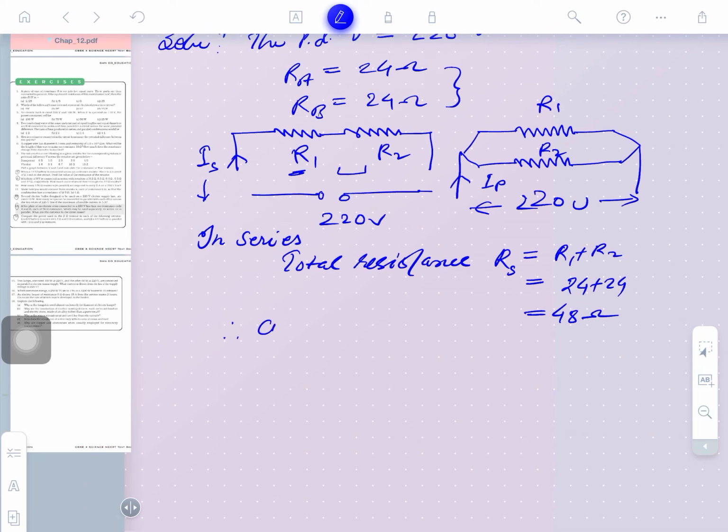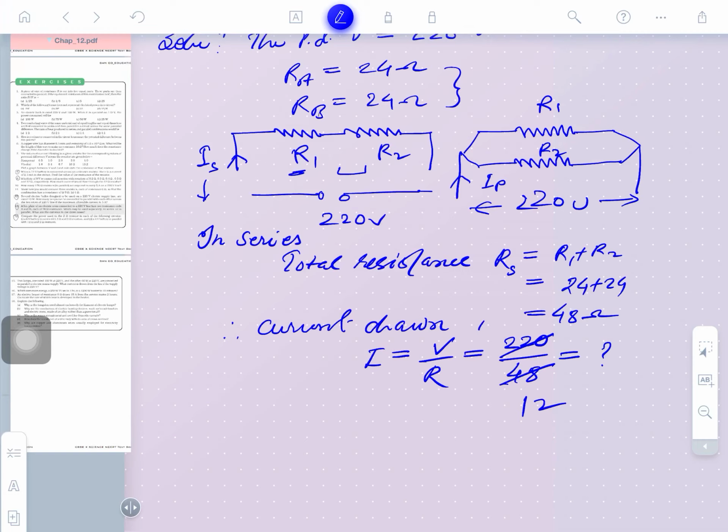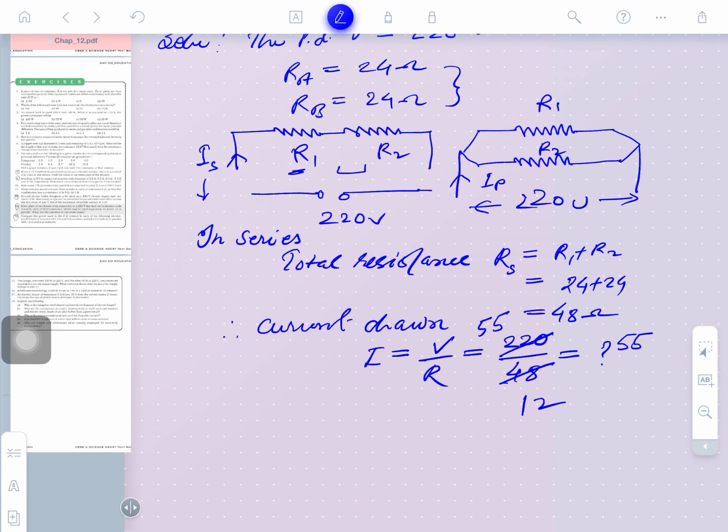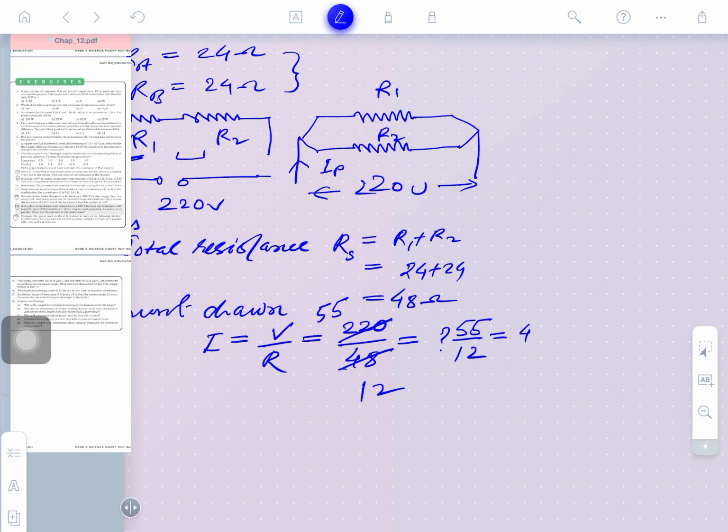Therefore, the current drawn is I equal to V by R. V is 220 and R is 48. So 4 ones are 4, 4 fives are 20, and 4 fives are 20 also, clear? So here it will be 55 by 12, and further, 12 fours are 48.